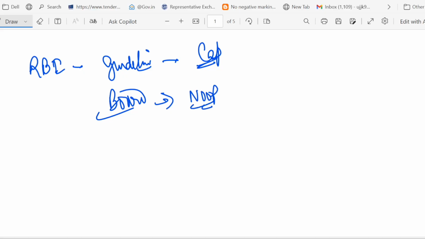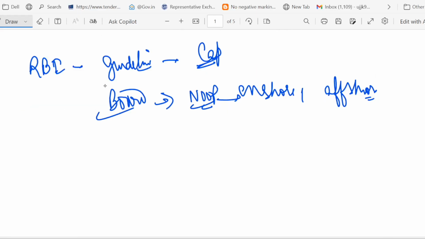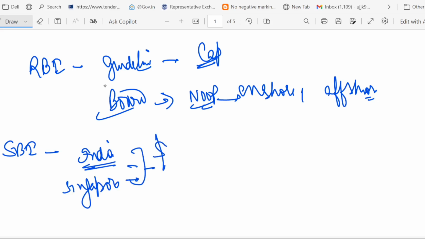Also, NOOP applies to both onshore as well as offshore exposure. So the bank has to consider its total foreign exchange exposure, both inside and outside India. Let me give you one example. Let's suppose SBI has a branch in India, that is called onshore, and it also has a branch in Singapore, that is called offshore. Both branches deal in dollars. So the total USD exposure in India plus Singapore together counts toward the NOOP limit.